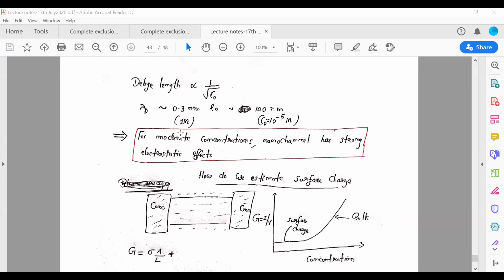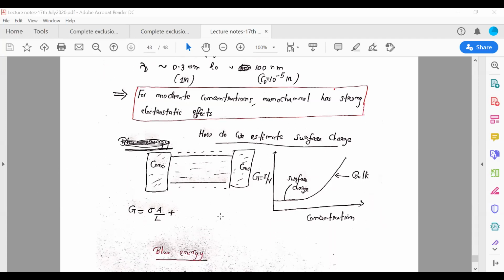This is similar to what we have in the solid state. You have some charge, and you are trying to screen that charge. If you have more charges, then you can screen it better, and the electrostatic effect will be negligible. But if you have fewer charges to screen, then you will see a dominant electrostatic effect. All right, so that is what it essentially means. In summary, you can use your nanochannel to enhance the concentration of a particular species.